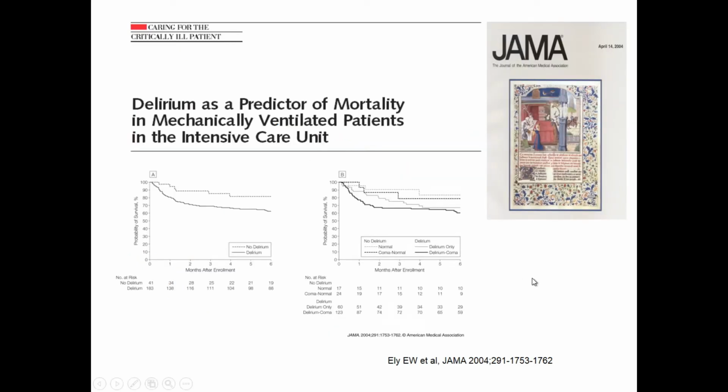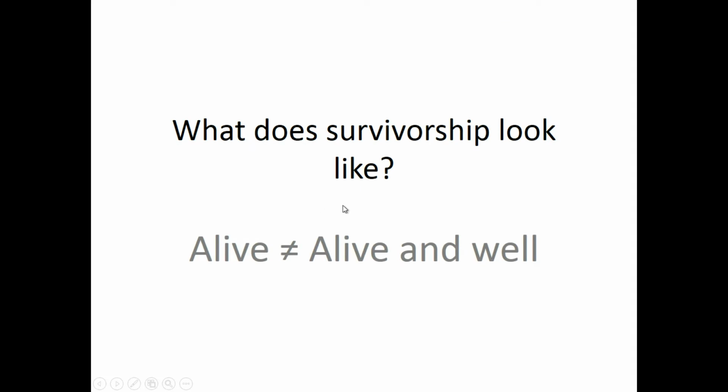Well, this study came out from the group at Vanderbilt in the Journal of the American Medical Association in 2004, and I think really was one of the seminal studies that brought to the critical care community just how important this diagnosis is. So it highlighted that at 6 months, which was their endpoint, having any episode of delirium while in the hospital predicted death and disability at 6 months. So really a wake-up call, I think, at least to the critical care community, that this was a very important diagnosis to pay attention to.